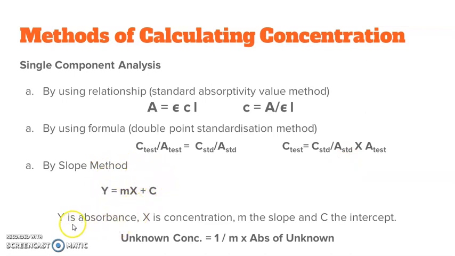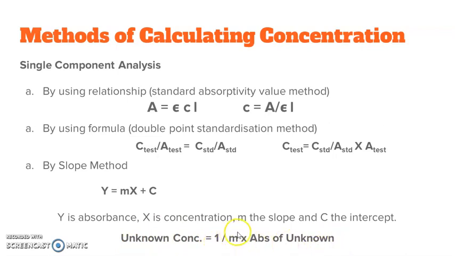Y is the absorbance, x is the concentration, m is the slope, and c is the intercept. Once we determine the slope from that calibration plot, we can take that slope value and determine the concentration of the unknown just by reading the absorbance of the unknown. With the known value of the slope, we calculate the unknown concentration using this formula: unknown concentration is equal to 1 by slope times absorbance of unknown.